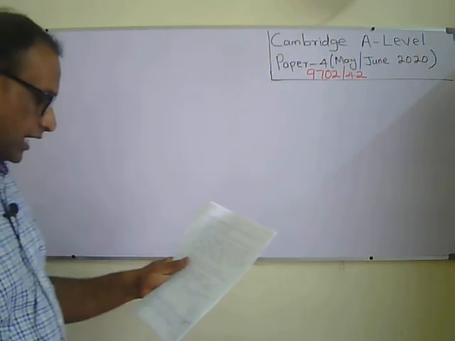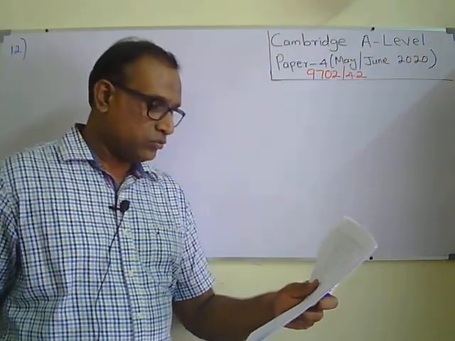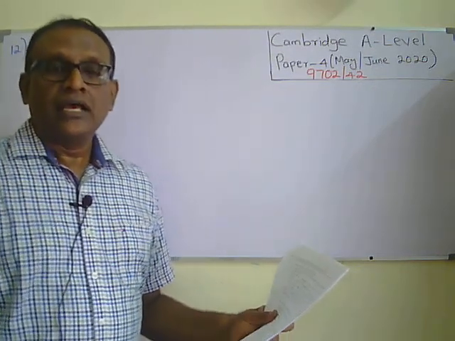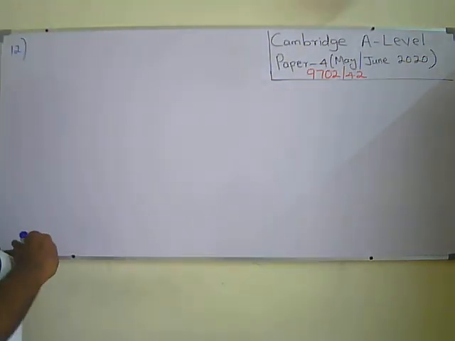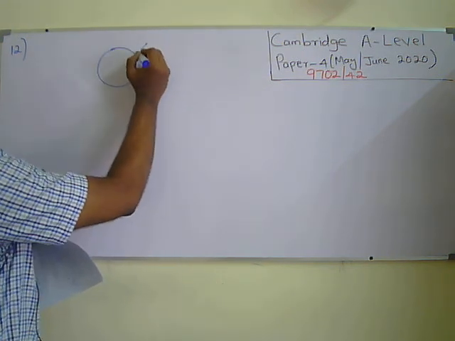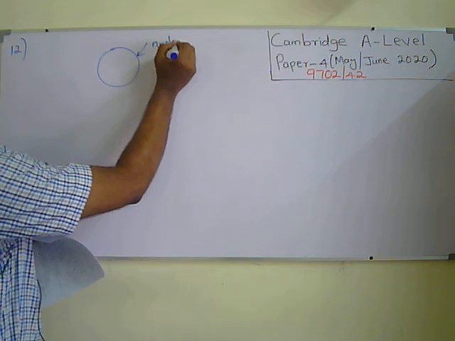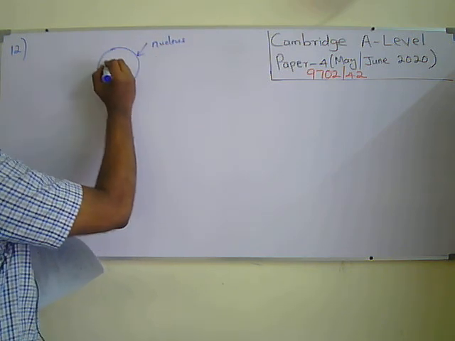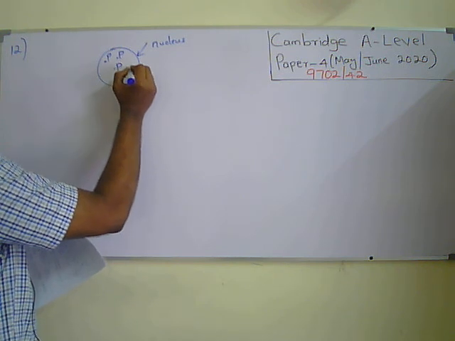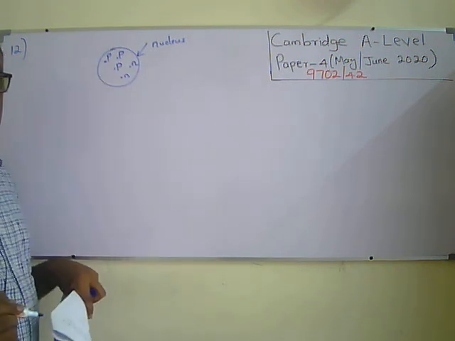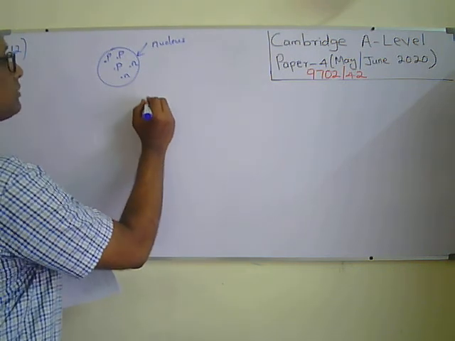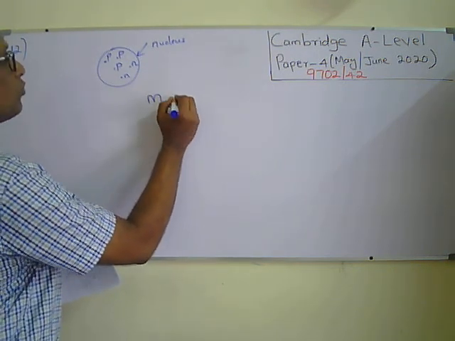Okay, question 12, the last question of this paper. State what is meant by mass defect or mass deficit. When you consider an atom, it consists of protons and neutrons. I say this is the nucleus. So the nucleus consists of protons and neutrons.